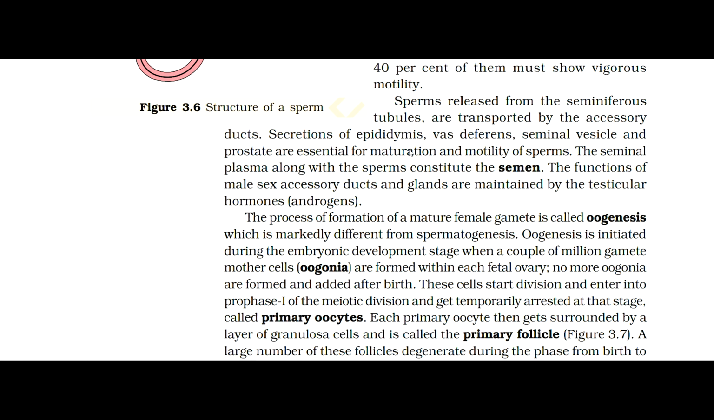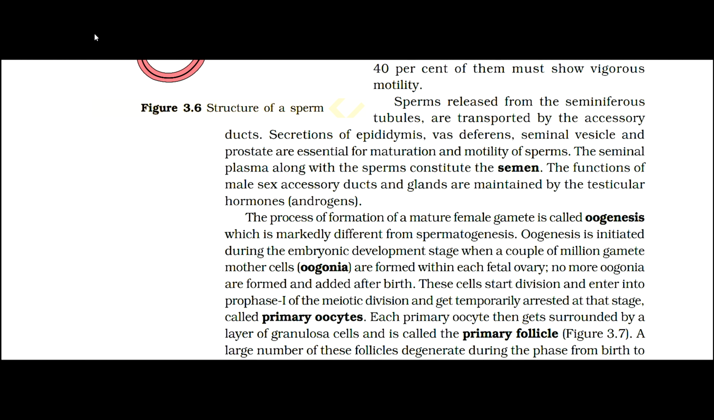Sperms released from the seminiferous tubules are transported by the accessory ducts. Secretions of epididymis, vas deferens, seminal vesicle, and prostate are essential for maturation and motility of sperms. The seminal plasma along with the sperm constitute the semen. The functions of male sex accessory ducts and glands are maintained by the testicular hormone, which is androgens.